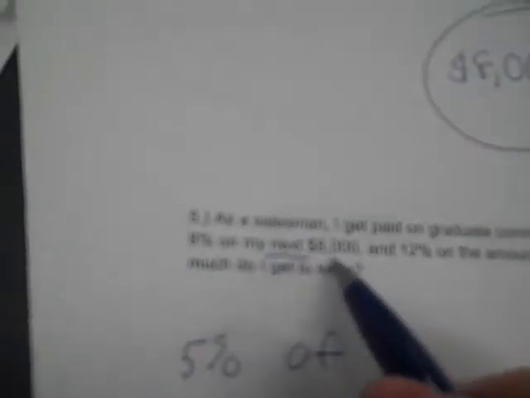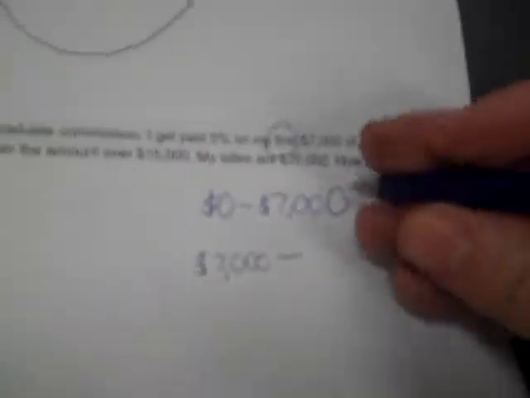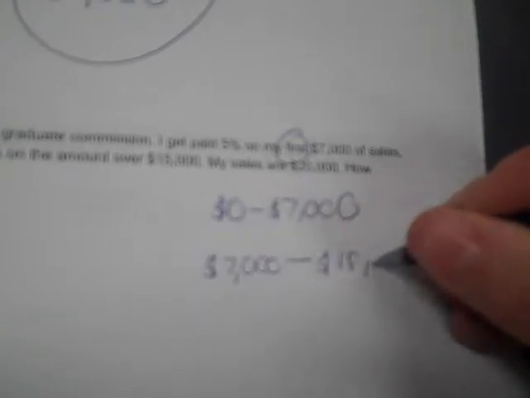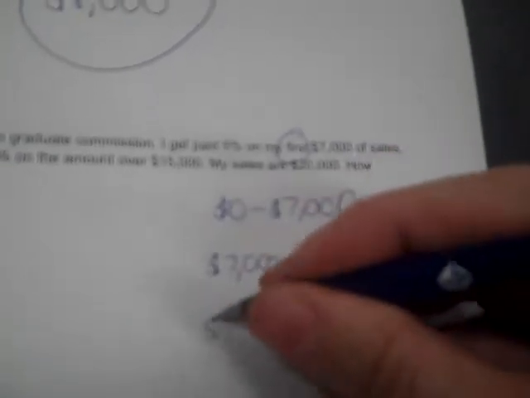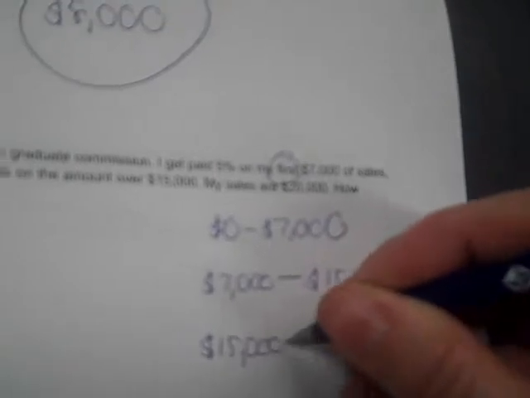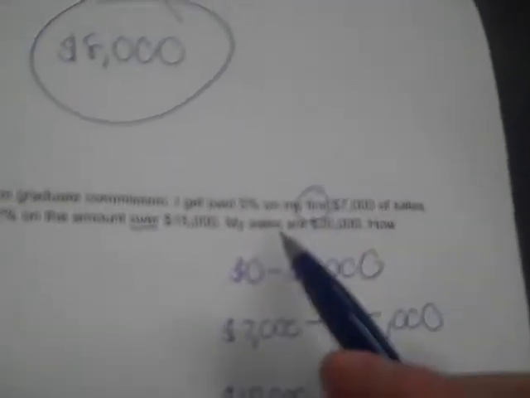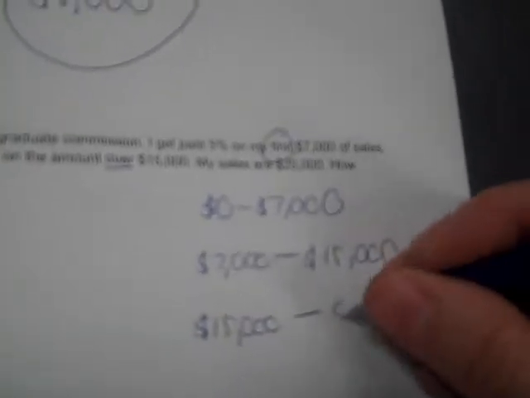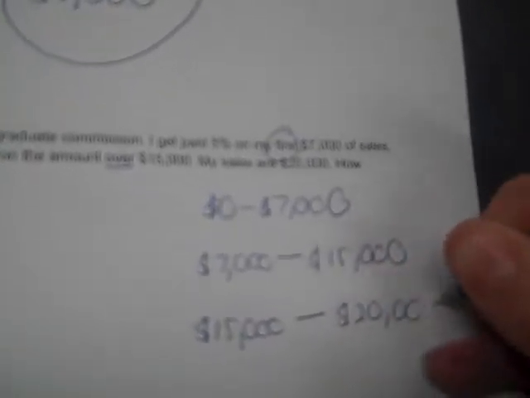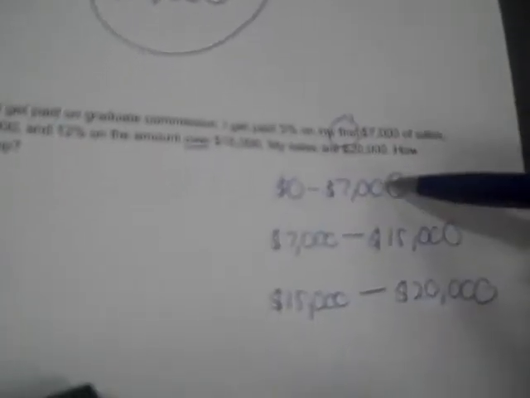And the next 8,000, that doesn't mean you write 8,000. That means you plus. Next means plus 8,000. So I take 7,000 plus 8,000, and that's 15,000. And then 15,000, and the word over means we don't know where it stops until I get to my sales. It's 20,000.